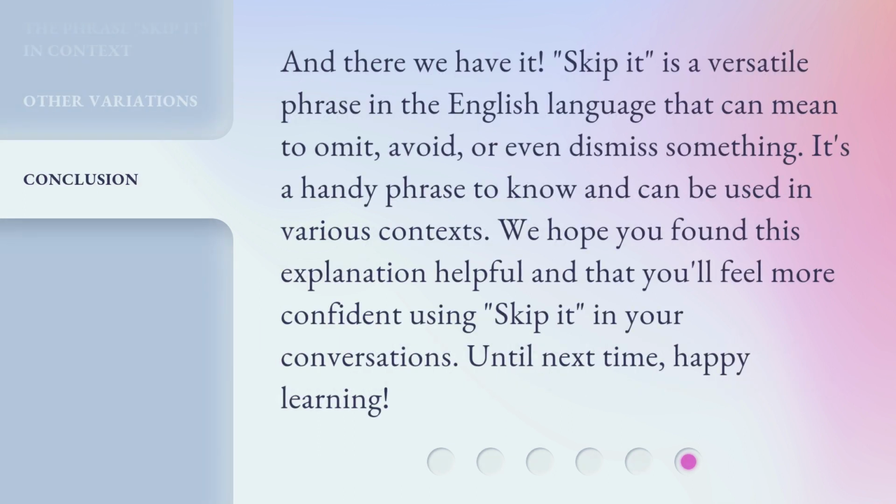And there we have it. Skip it is a versatile phrase in the English language that can mean to omit, avoid, or even dismiss something. It's a handy phrase to know and can be used in various contexts. We hope you found this explanation helpful and that you'll feel more confident using skip it in your conversations.